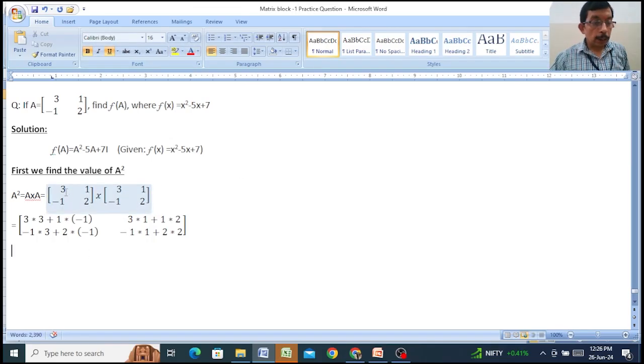So first we take the first row and multiply with the first column: 3 by 3, 1 by minus 1. Then the first row, second column: 3 into 1, 1 into 2. Then we come to the second row multiplied by the first column, and we get the first element of the second row: minus 1 into 3, 2 into minus 1. Then the second row multiplied by the second column gives the second element of the second row: minus 1 multiplied by 1, 2 multiplied by 2. Now simplifying in the next step.